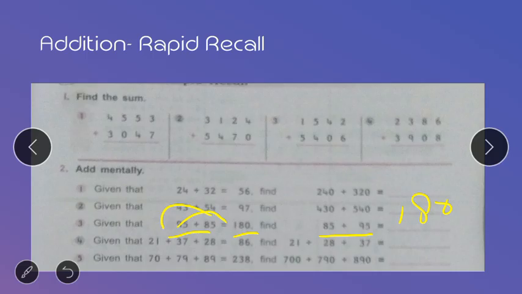Fourth, given 21 plus 37 plus 28 equals 86. Find 21 plus 28 plus 37. Same answer because the same numbers are there. So you will get the same answer, 86 only. Fifth, 70 plus 79 plus 89, 238. So here 10 is increased compared to this number. So in the answer also you have to add a 0, 2380. Come to the next page.